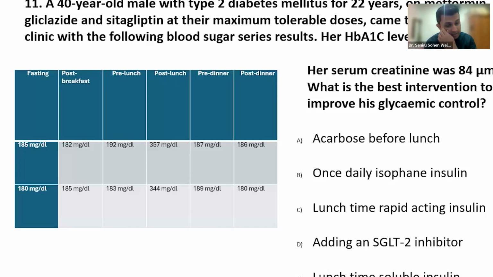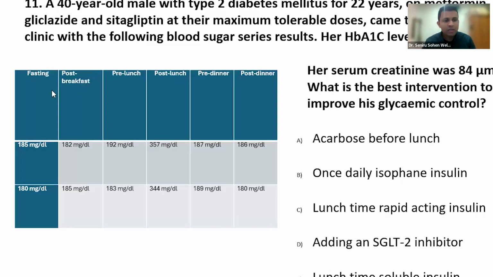So let's see what these are. We have 2 blood sugar series. In the first series, we have a fasting blood sugar that is 185. That is abnormal. For diabetics on good control, we would like to maintain the pre-meal sugar between 80 to 130, and the post-meal sugar, usually taken 2 hours after, below 180. So 80 to 130 pre-meal and below 180 post-meal. So that is the idea.